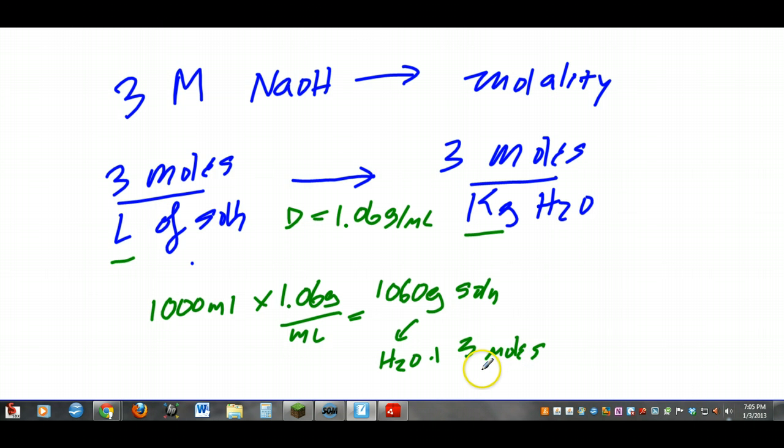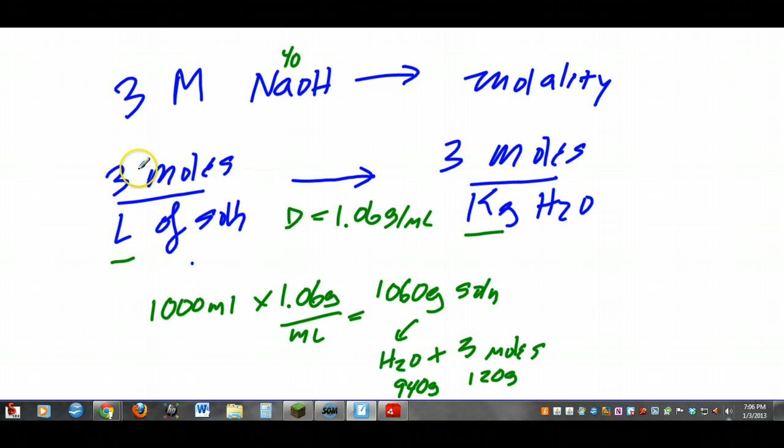And if I know how many grams the 3 moles would be, then I could subtract and get the grams of water. So this is sodium hydroxide, which weighs 40 grams per mole, so 3 moles is 120 grams. So if I had 940 grams of water plus 120, that gives me 1,060 grams of solution.